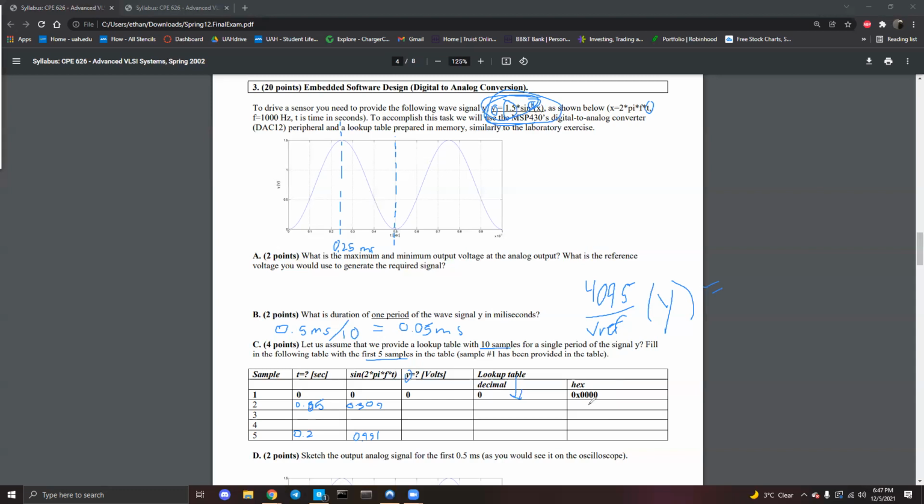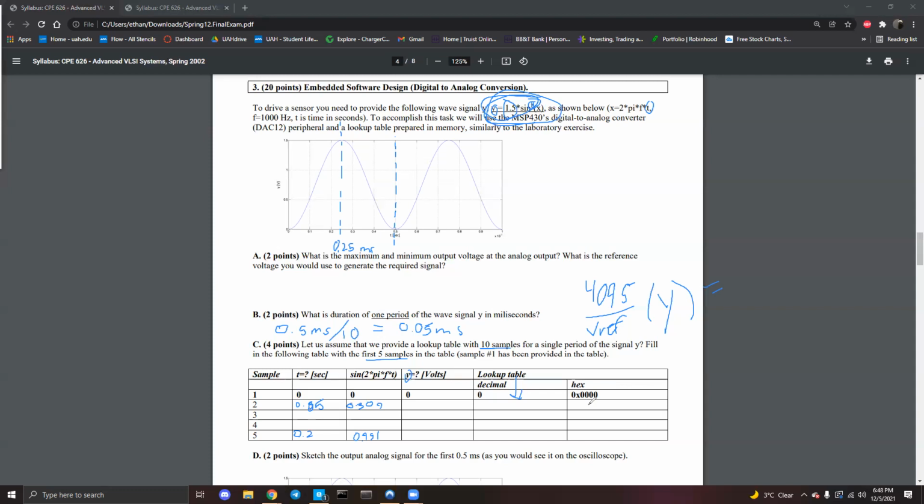I got a different number for sample 4 than he did on his solutions. Sample 4 for which column? I got the same sine value as him, I think. Where did it start to differ in Y? Did you get the same sine value as him? Let's see.